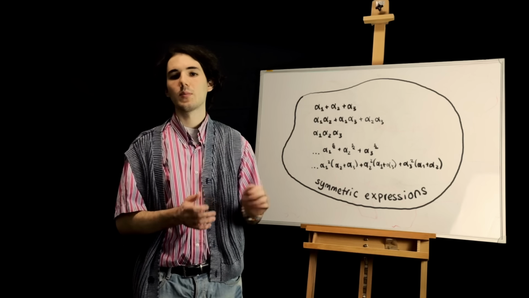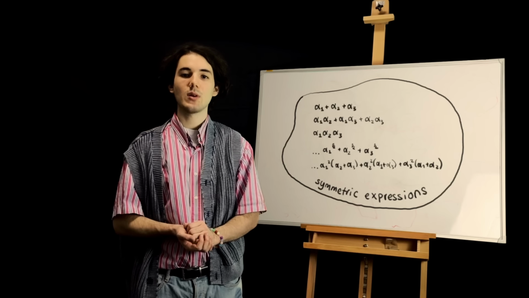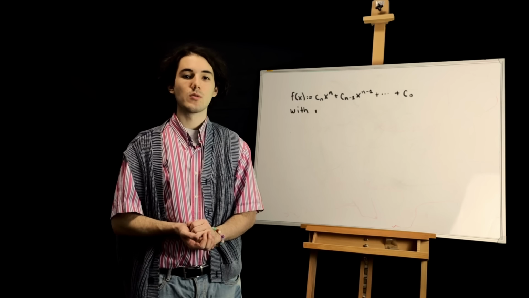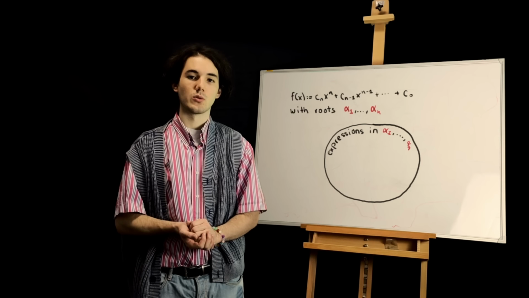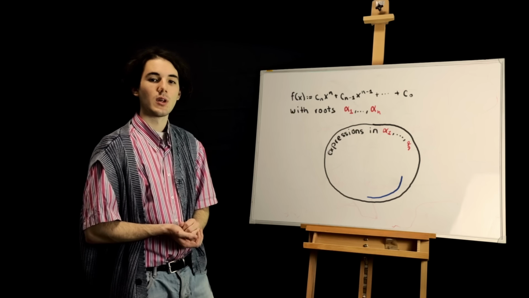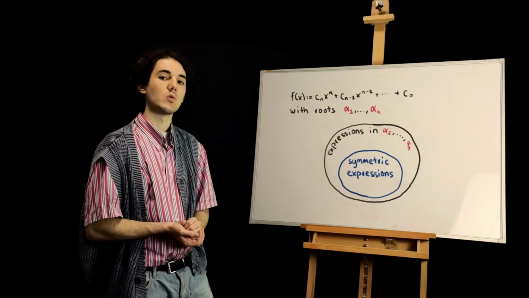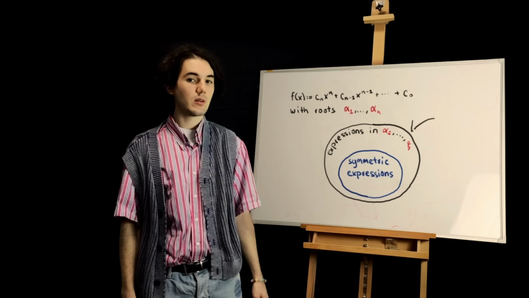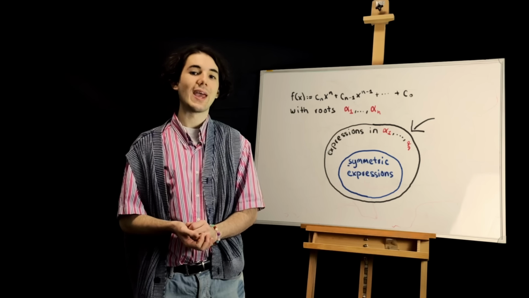However, I'd like to put applications aside for a moment and think about the big picture here. In my mind, our exploration has achieved 2 things. Given a polynomial with roots alpha1 through alpha n, we have started to think about the vast space of expressions in those roots. Then, with the help of the fundamental theorem on symmetric polynomials, we have recognized that the subset of symmetric expressions is special because we know how to compute the value of symmetric expressions.